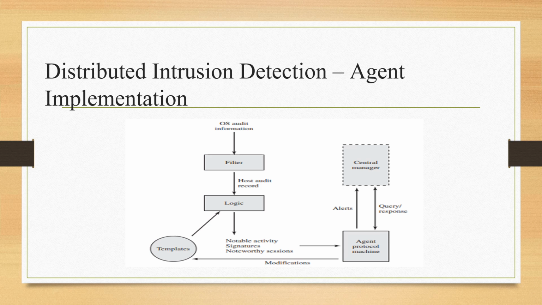When suspicious activity is detected, an alarm will be sent to the central manager. The central manager will include an expert system that can draw inferences from received data. The manager may also query individual systems for copies of audit records to correlate with those from other agents.